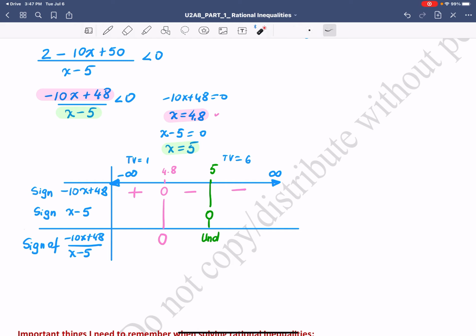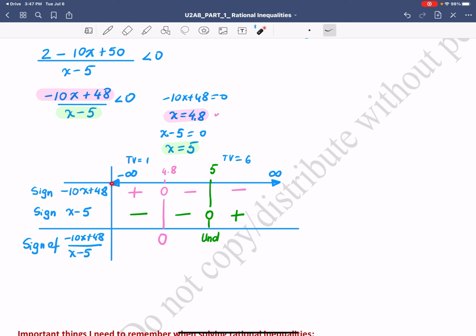Now, we have to discuss the sign of x minus 5 as well. So x minus 5 will be negative to the left of 5 and positive to the right of 5. Again, you can use testing values for it as well. Now, when we discuss the sign of the rational expression, we're basically working with these expressions.